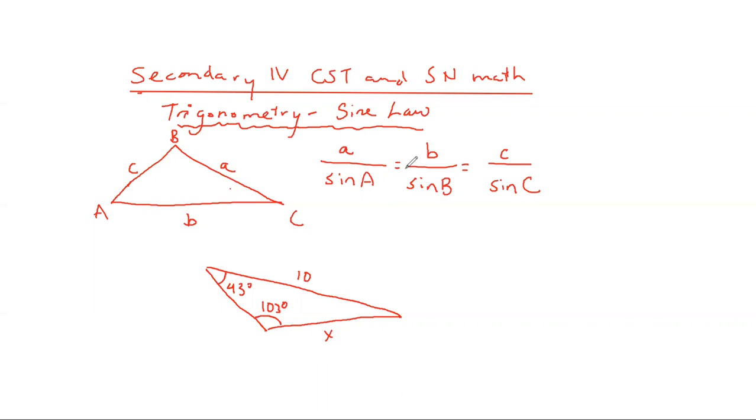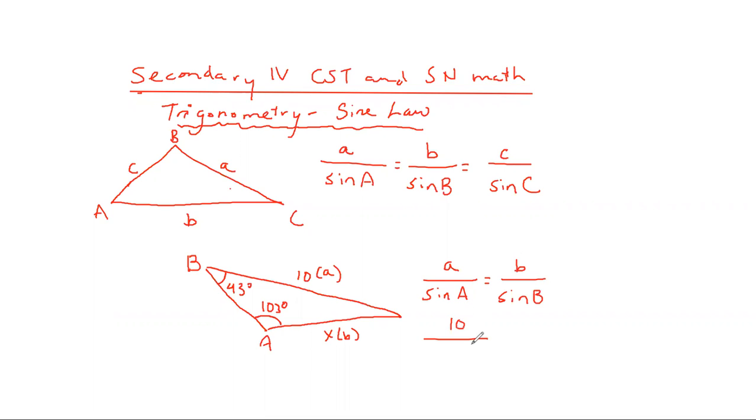So what if I'm given an x here that I don't know about? Well, first we're going to label some letters. We're going to call this angle B, so therefore this side is b. And we're going to call this angle A, meaning that this side is little a. So we're going to use the proportion that we set up earlier. Little a over sine A is equal to b over sine of B.